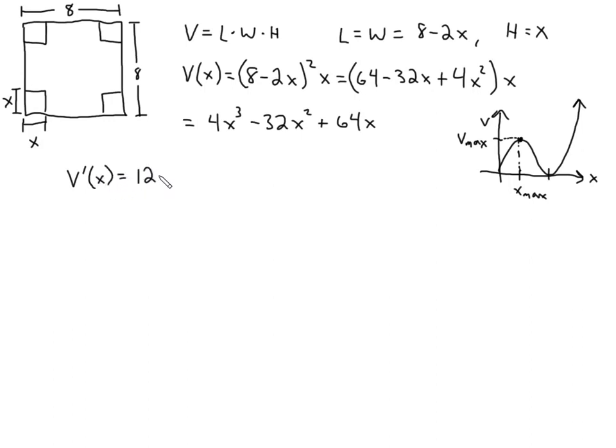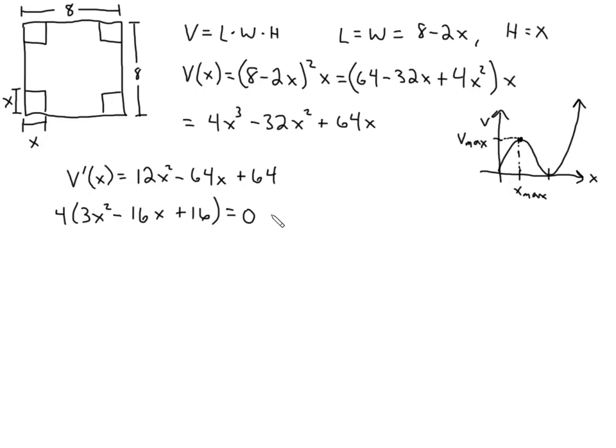It's going to be 12x squared minus 64x plus 64. And then remember how we find critical numbers. We set the derivative equal to 0. So we'll factor a 4 out of this, and that's going to give us 3x squared minus 16x plus 16. We'll set that equal to 0, and then we can divide both sides by 4, so that 4 just goes away.